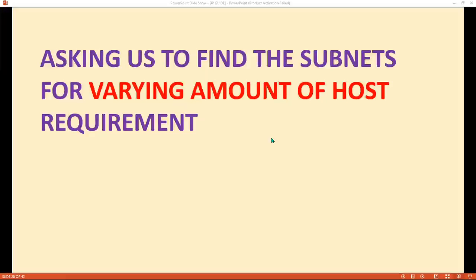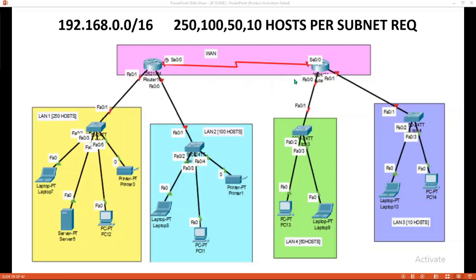For each network or LAN, local area network, definitely the host requirement might change. Some of the networks might require more hosts and some might require less. So what we are going to do is use a varying amount of hosts for the subnets. For example, just consider a LAN like this.